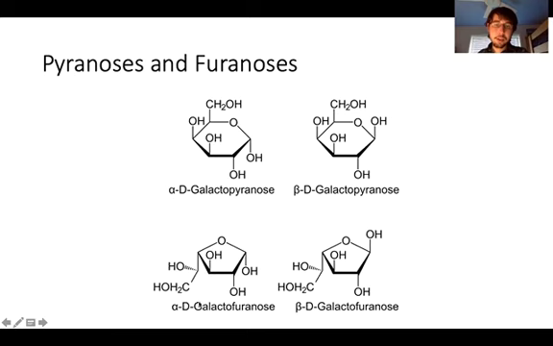And for ketoses, the anomeric carbon is always the one that has the carbonyl group on it. So for ketoses, it will not be carbon 1, it'll be carbon 2.